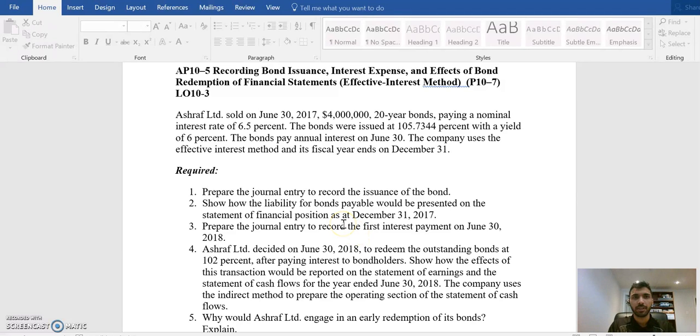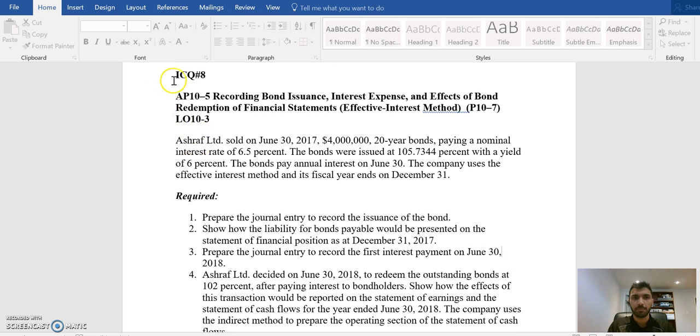Hello everyone. What we're going to do today is take a practice question from the non-current liabilities questions that are posted. Primarily the focus is going to be on ICQ number 8, which is AP 1005 from the textbook. This is the particular question, so take a moment, have a look at it. I would suggest you pull this down from the portal so that you have it in front of you and can refer to it as we work through it.